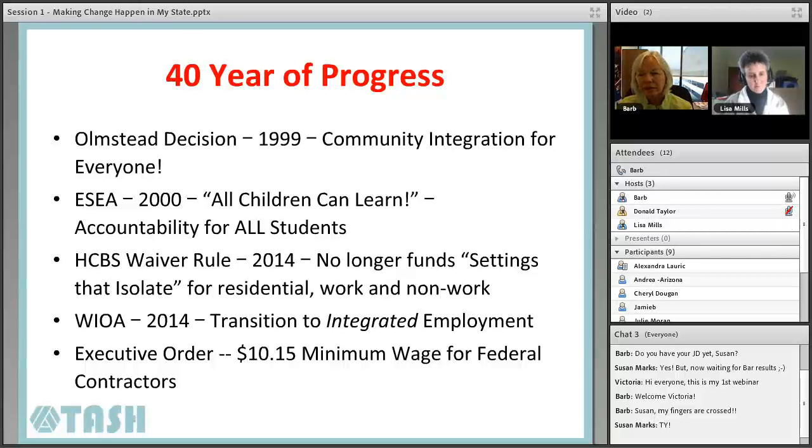In the year 2000, the Elementary and Secondary Education Act was the first public education bill that stated that all children can learn. And in that strong statement by Congress, they also held for the first time all states accountable for the education of all children through an accountability system. We believe that this was a really important civil rights statement by Congress in the general education law. Then Lisa will share with you the HCBS waiver.